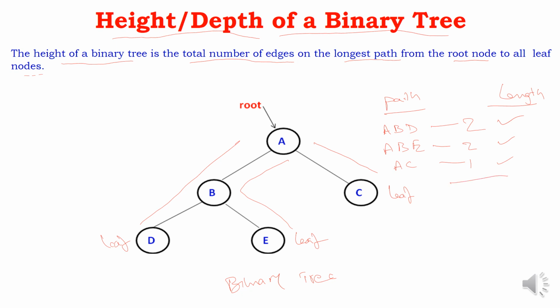So the largest path is considered as the height or depth. In here, the largest one out of these three is 2. So height is 2 or depth is 2. So the height of the binary tree is 2, or the depth of the binary tree is 2.